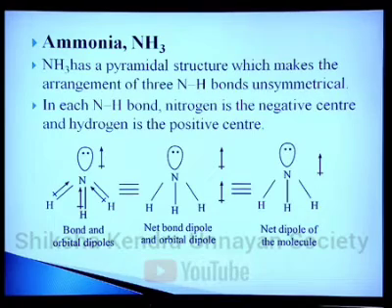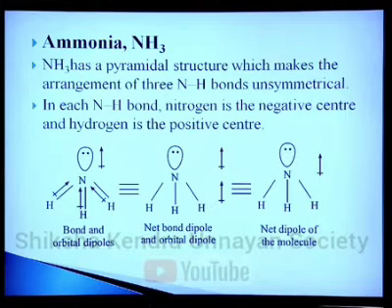Now ammonia, the most interesting example here. NH3 has a pyramidal structure which makes the arrangement of 3 N-H bonds unsymmetrical. In each N-H bond, nitrogen is the negative center and hydrogen is the positive center. You will see the diagram. Ammonia has a pyramidal structure which makes the arrangement of 3 N-H bonds unsymmetrical.